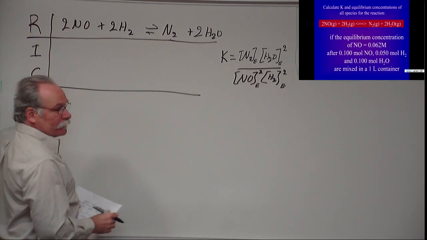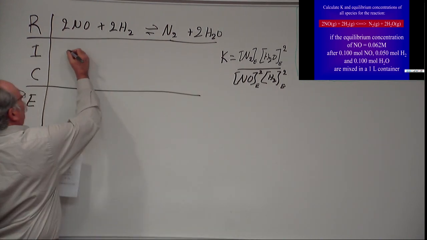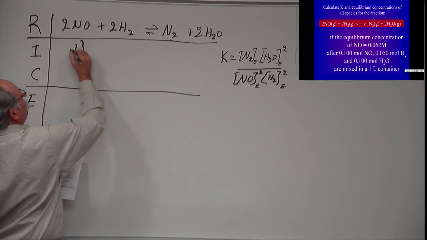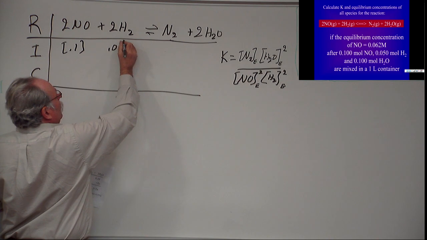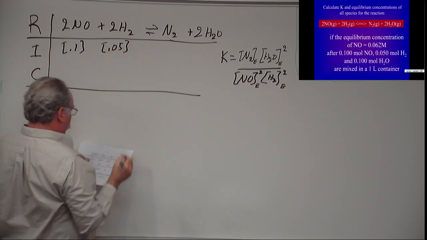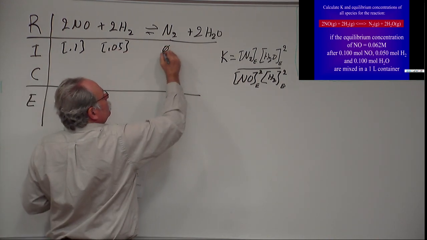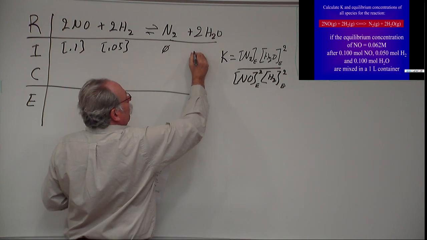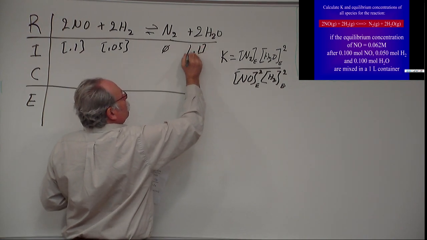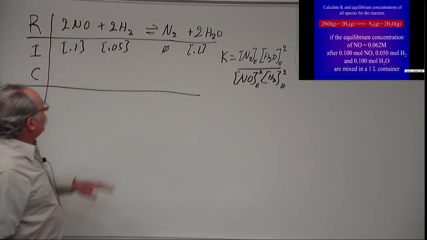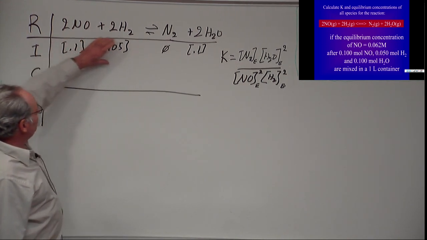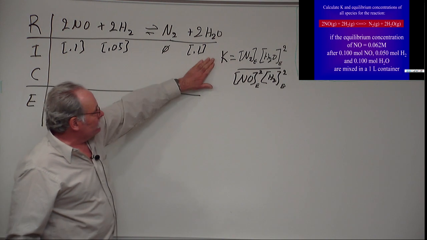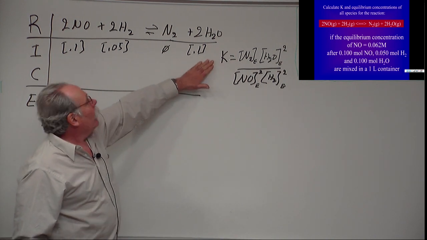So what did we mix? We have 0.1 moles per liter of NO. We have 0.05 of H2, we have no N2, and we have 0.1 of the vapor phase water, okay? Now this actually represents Q, okay? And Q is either equal to K, less than, or greater than K, okay?